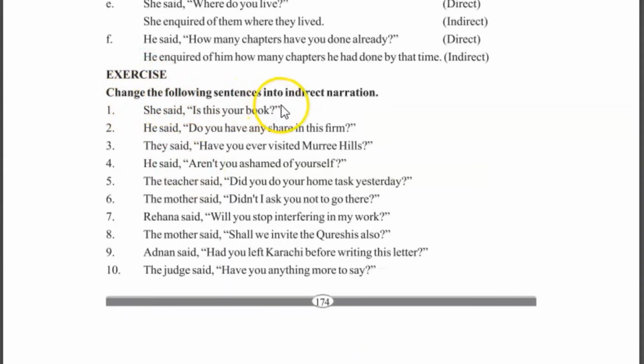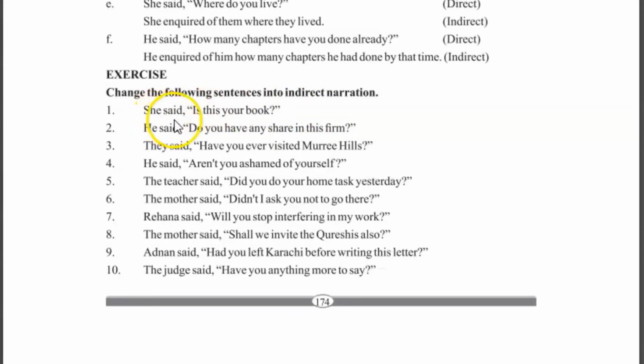Exercise: change the following sentences into indirect narration. You have to write a sentence topic in your notebooks, then solve these sentences by following these examples and the rules that I have already sent to you. First one is, she said, "Is this your book?" First thing you do is recognize the sentence. This sentence is an interrogative sentence. Then you have to recall the rules for changing these types of sentences.